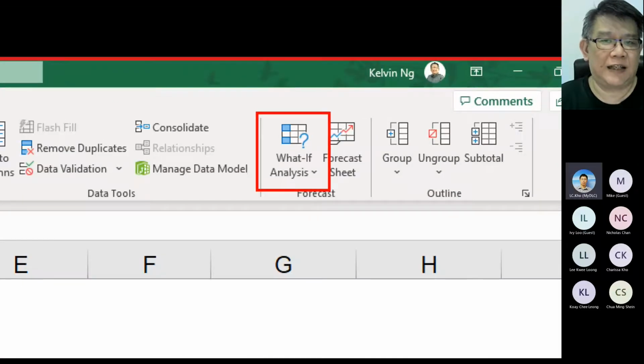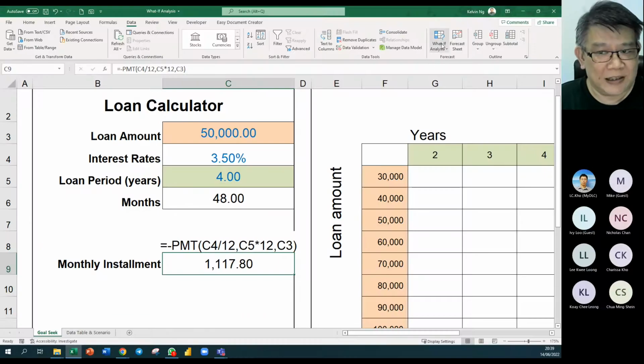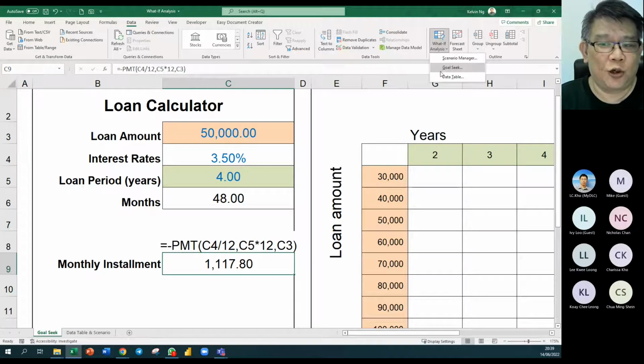There's this feature a lot of people don't even know exists. Even if they look at it, they just breeze through it. They won't look at it further. All right, so let's take a look at this. I go to my goal seek.